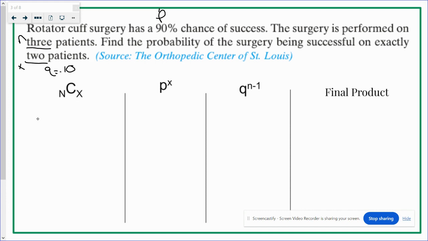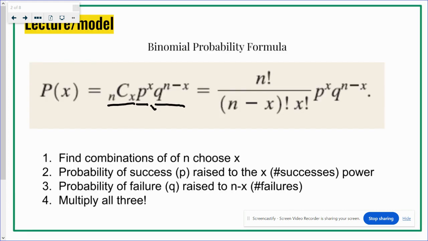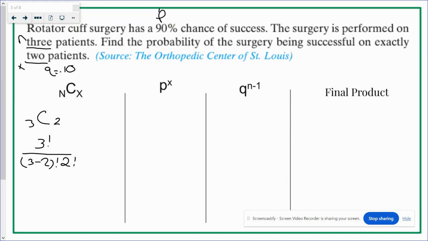So first we have combination of 3 choose 2. Our combination formula would be 3 factorial over 3 minus 2 factorial times 2 factorial. As we can see here, n minus x factorial times x factorial on the bottom, n factorial on the top.